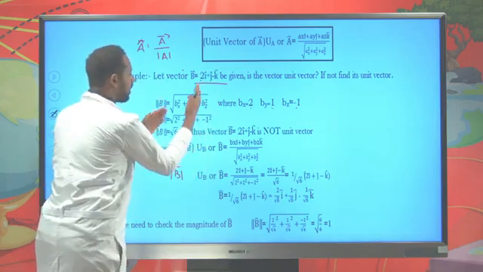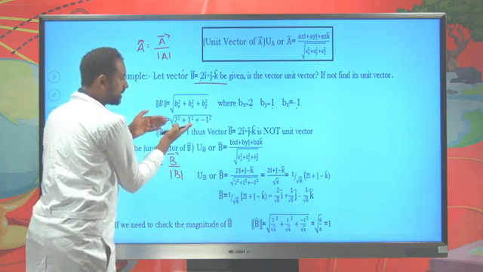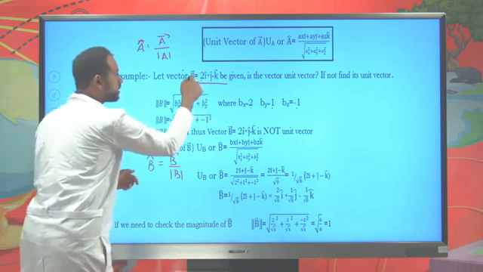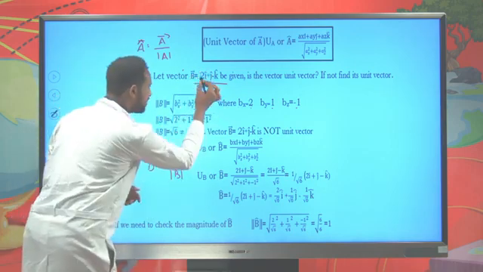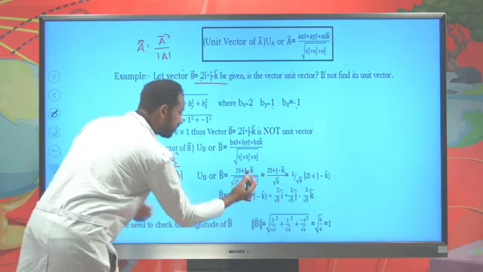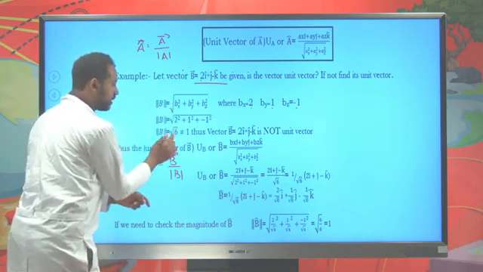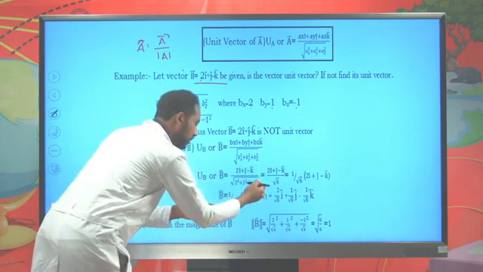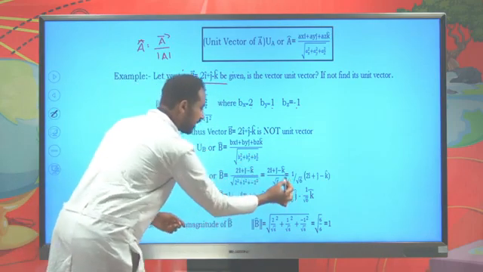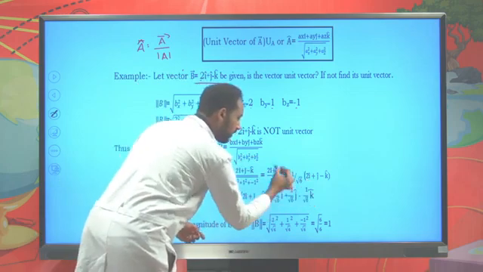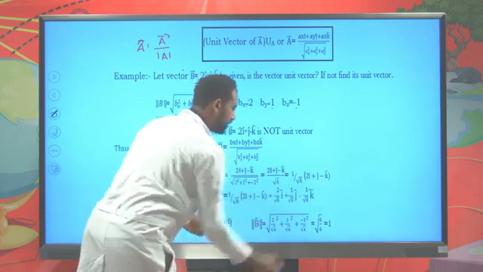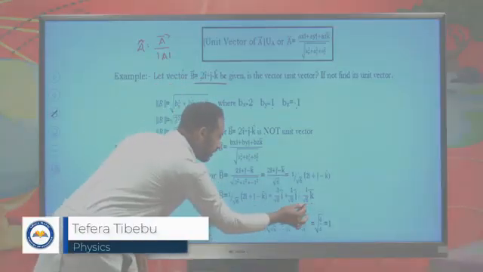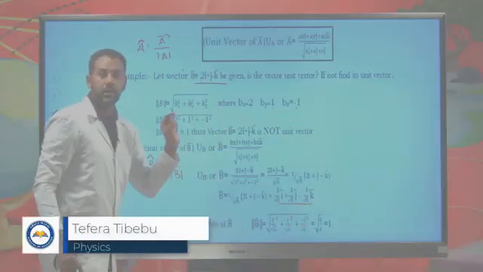This is how we determine the unit vector of a vector. Previously we checked that this vector is not a unit vector. Therefore, to find its unit vector, you put the vector itself, that means 2i plus j minus k, over the magnitude. The magnitude we have already determined to be root 6. So when you put it over root 6, you get 1 over root 6 times the vector 2i plus j minus k. And when you multiply this, you get this vector.